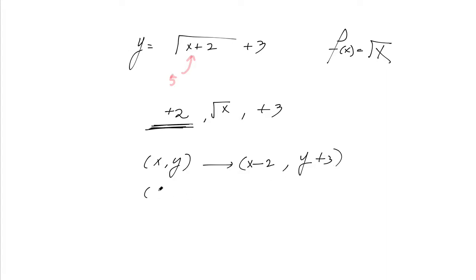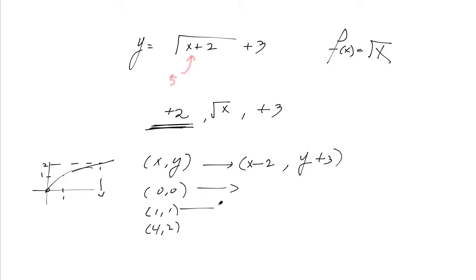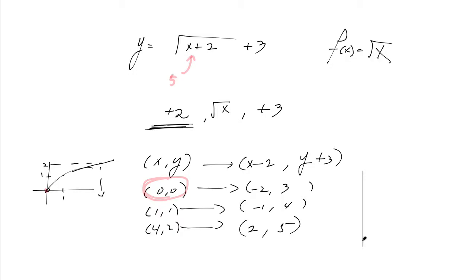And we know that in the original root function we have 0, 0, we have 1, 1, and we have 4, 2. Once you have the transformation mapping, you can just plug these x, y values in here to get your new points on your new transformed graph. Just remember, this was the starting point, so this will also be the starting point. The relative position does not change.